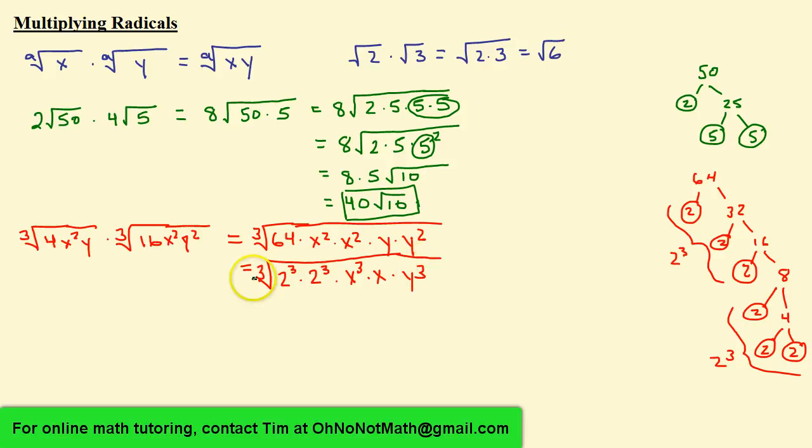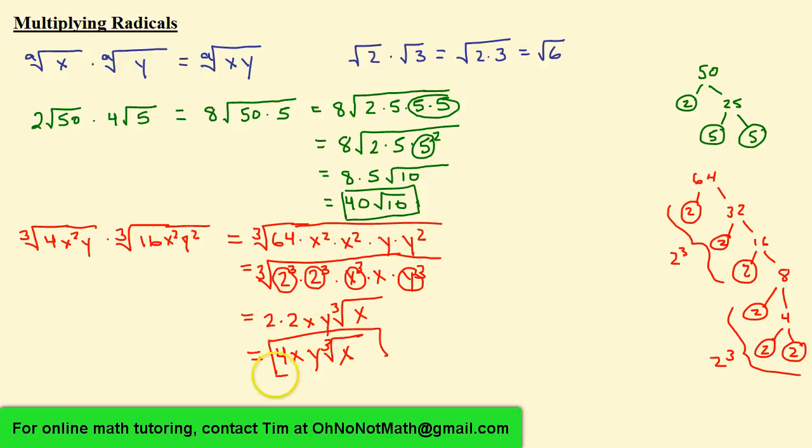Okay, so I've identified the perfect cubes. I've got this one, this one, this one, and this one. And all of those can be pulled outside of the radical. So I have 2, 2, x, and y. And then inside the radical, I'm left with just x. This can be simplified further. 2 times 2 is 4. x, y, times the cube root of x. And that's my final answer.